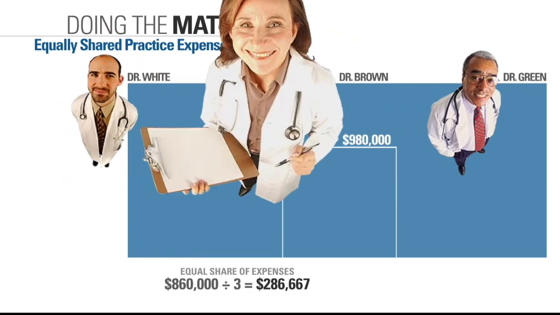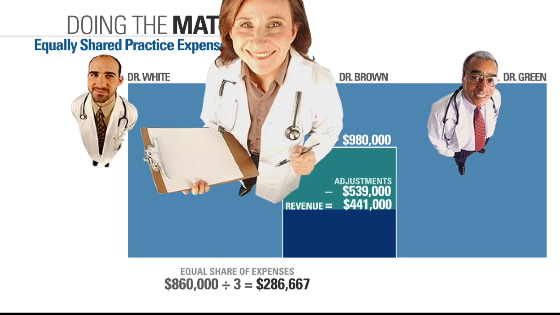Our second physician, Dr. Brown, bills $980,000 in gross charges during a year. After contractual allowances of $539,000 are subtracted from that amount, Dr. Brown's net revenue is $441,000. Using the equal sharing model, we'll subtract another $286,667 from Dr. Brown's net revenue. This leaves Dr. Brown with an income of $154,333.